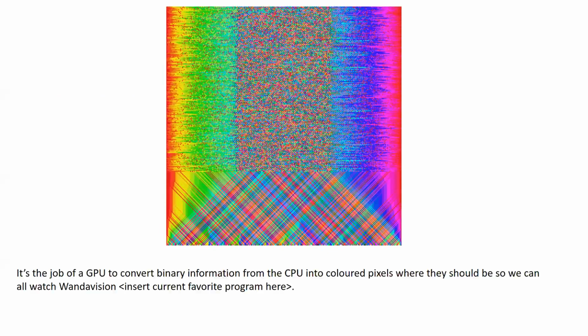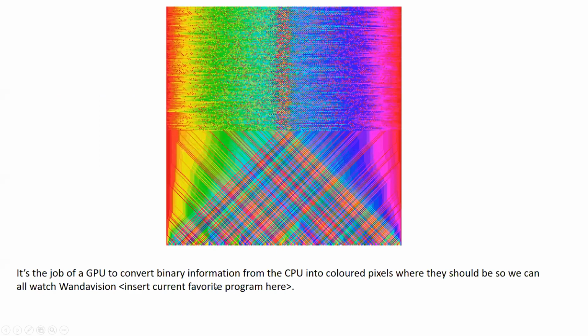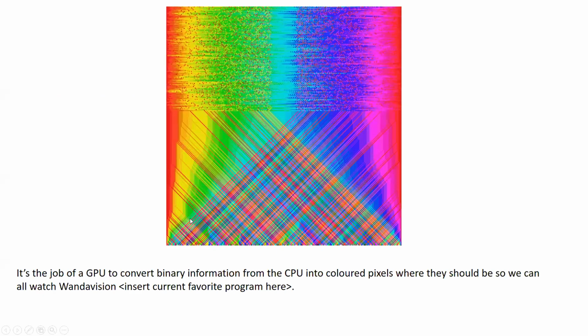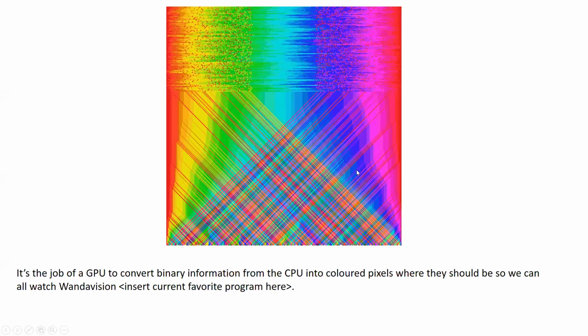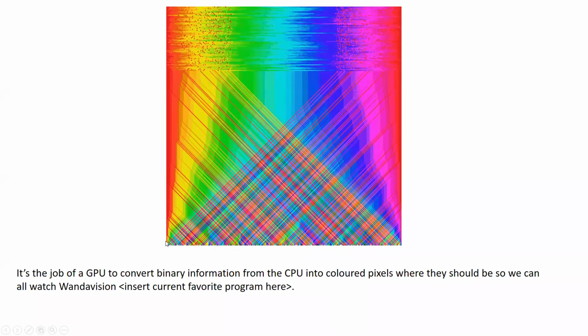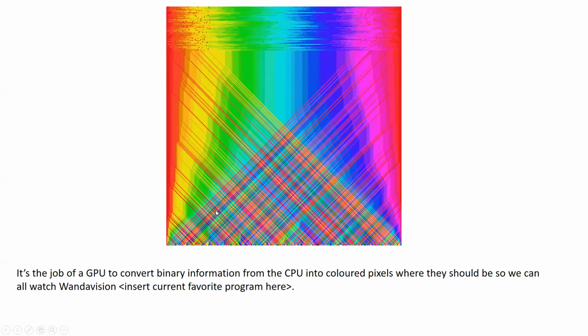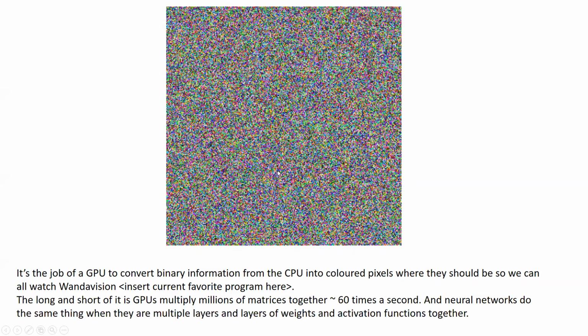GPUs are designed to take pixel data. We get binary data from our CPU, ones and zeros. If we want to watch a TV program, the job of the GPU is to make sure all the pixels are the right values and where they should be. Basically, what this means is matrix multiplication.